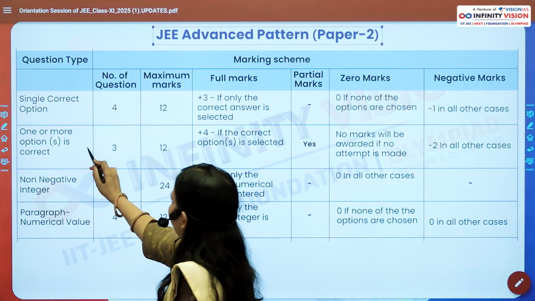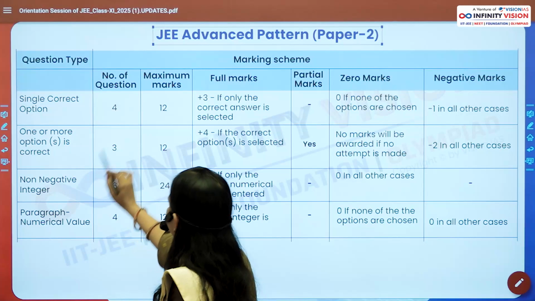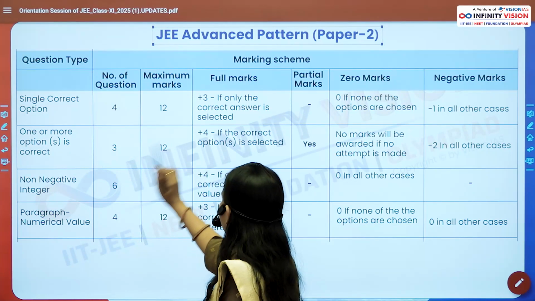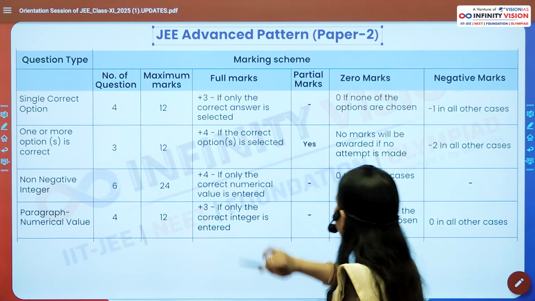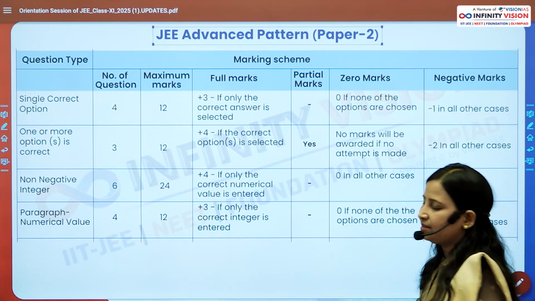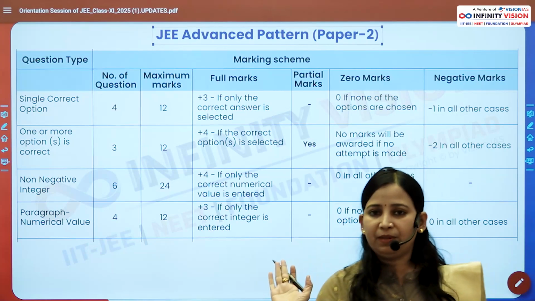Now, 1 or more options is correct. The number of questions asked is 3. Each question is of 4 marks, and maximum marks is 12. There is partial marking, again, just as I have explained in case of paper 1.